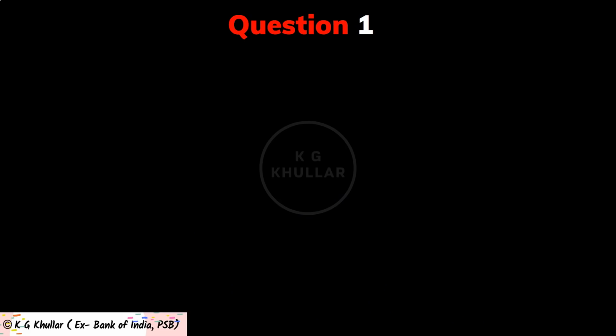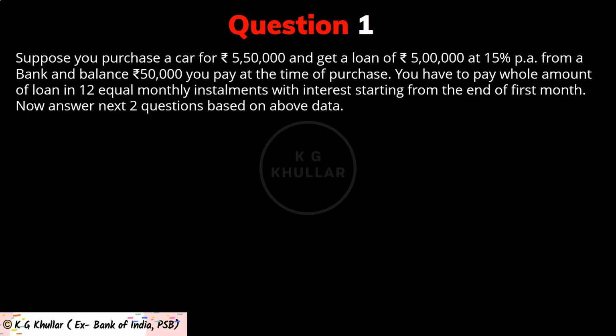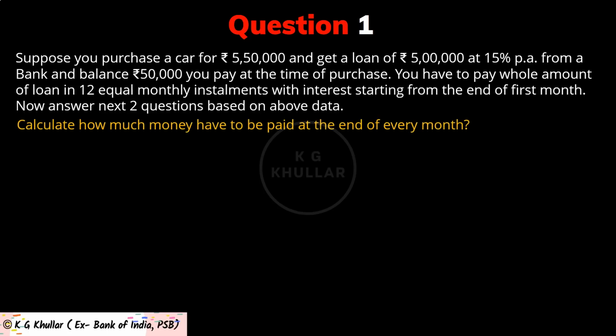So let's start with today's lecture and we will straight away start off with a case study. Suppose you purchase a car for Rs 5,50,000 and get a loan of Rs 5 lakhs at the rate of 15% per annum from a bank, and the balance 50,000 you pay at the time of purchase. Now you have to pay the whole amount of loan in 12 equated monthly installments with interest starting from the end of the first month. Now answer the next two questions based on the data given. The first question is, calculate how much money you have to pay at the end of every month. And the options given are these.